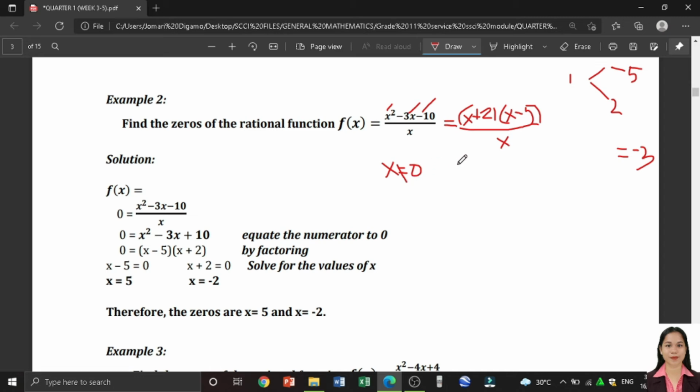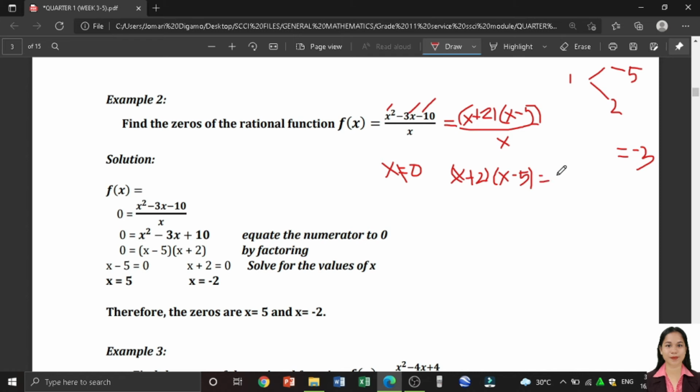Okay. Next step is we need to find the values of the independent variable. We have x plus 2 and then x minus 5. So we are going to equate them both to 0 to find the independent variable. To find the values of the independent variable. So x plus 2 times x minus 5 is equal to 0. So this is our third step.